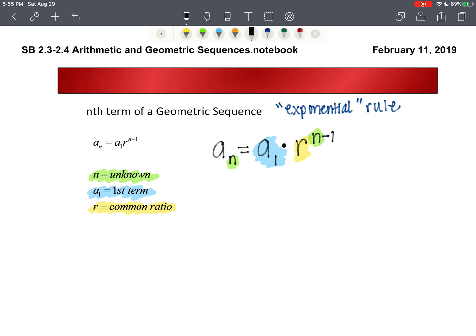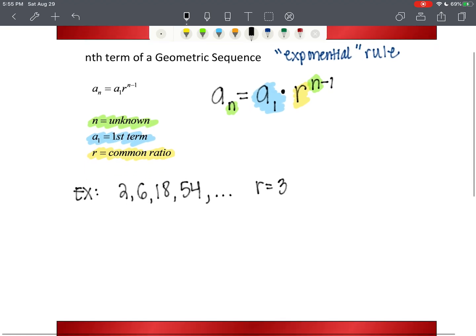So in the previous video, I had given an example of a geometric sequence, and that geometric sequence was 2, 6, 18, 54, so on and so forth. And the common ratio we found was 3, because 6 divided by 2 is 3, 18 divided by 6 is 3, 54 divided by 18 is 3. That means you multiply by 3 to get from one term to the next.